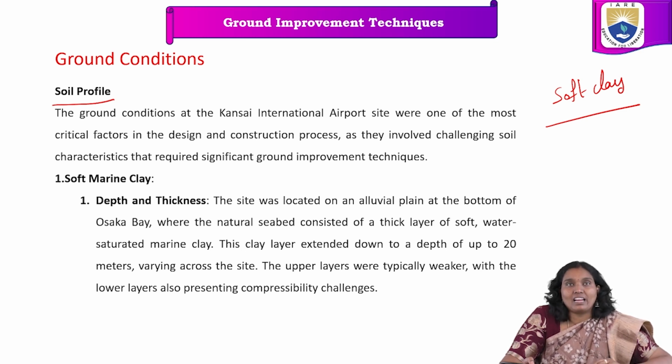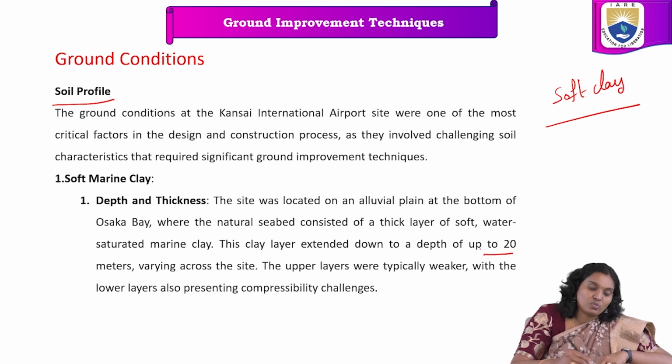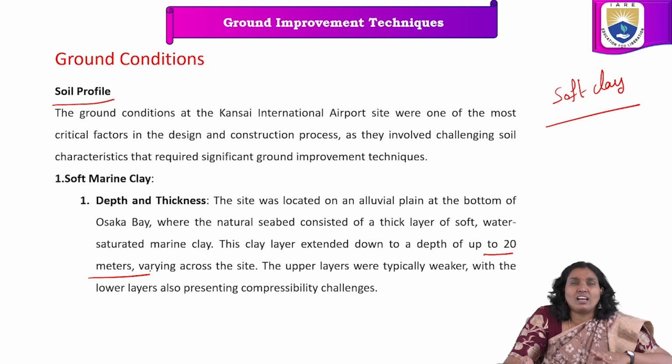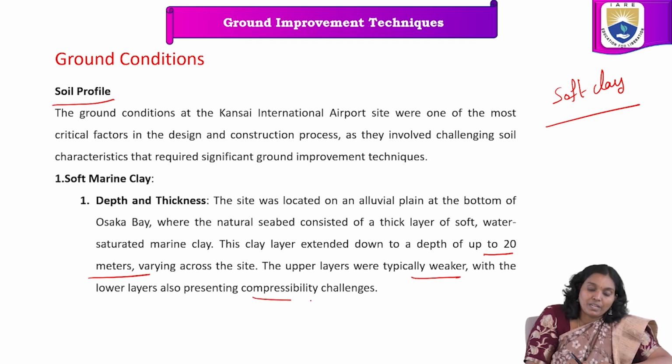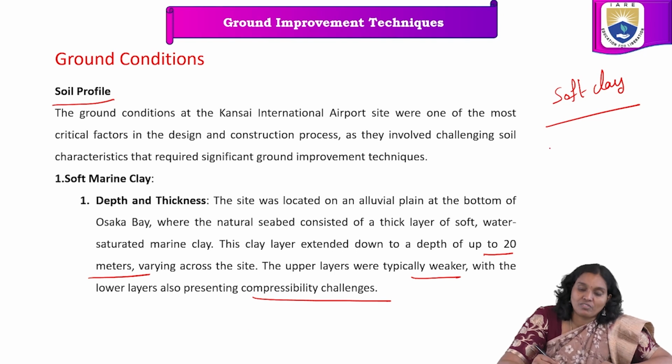Soft marine clay, depth and thickness. The site was located on an alluvial plain at the bottom of the bay, where the natural seabed consisted of a thick layer of soft, water-saturated marine clay. This clay layer extended up to a depth of 20 meters, varying across the site. The upper layers were typically weaker, while the lower layers also presented compressibility challenges. Because of this, we are facing compressibility challenges.